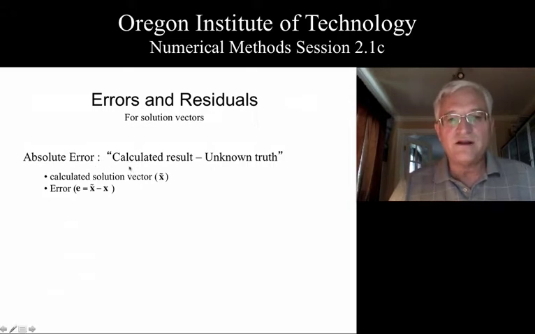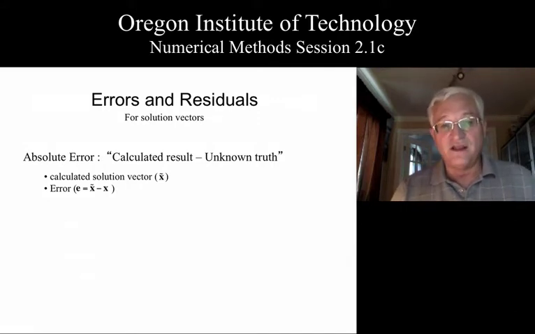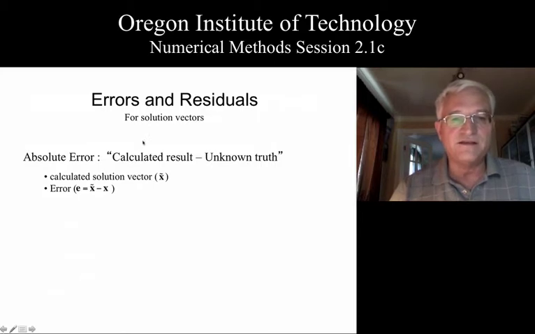The absolute error is simply the calculated result minus some unknown truth. Now that sounds a little bit unnerving. If it's unknown, how am I going to be able to calculate this error? And the answer is you aren't. You can't calculate it. It's a theoretic value, but we have to pay attention to it.